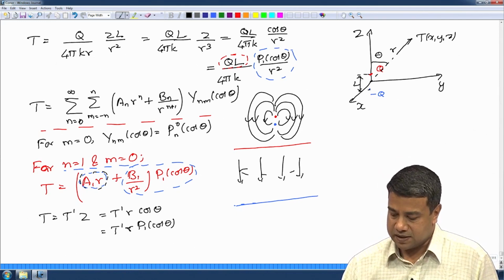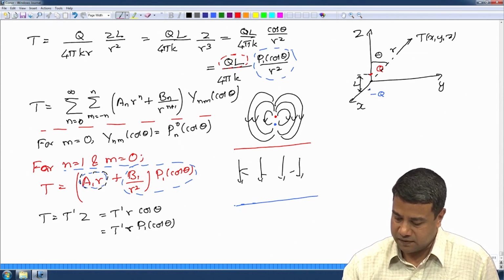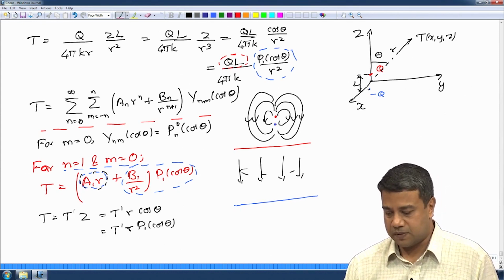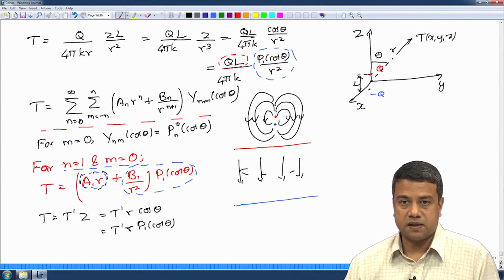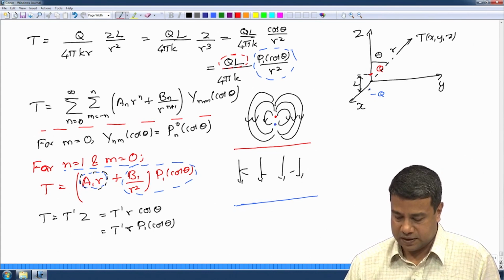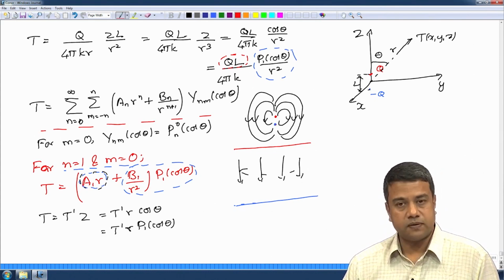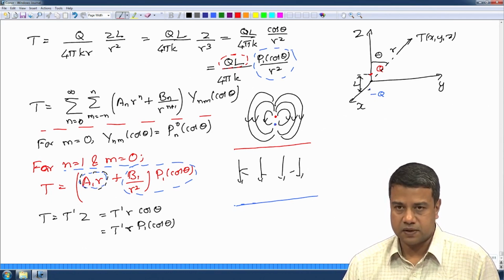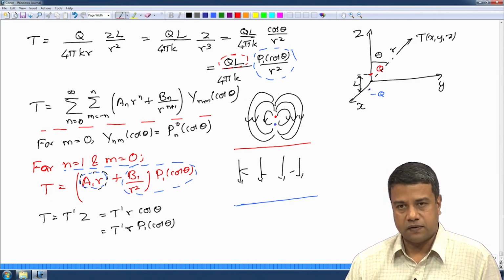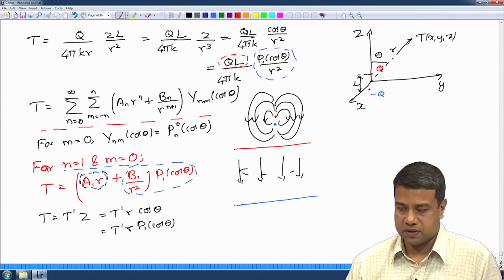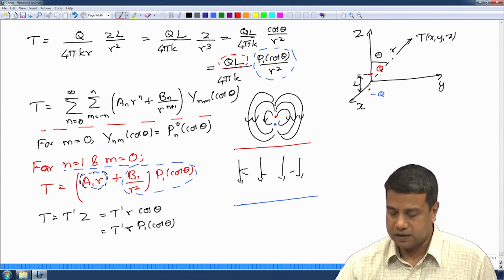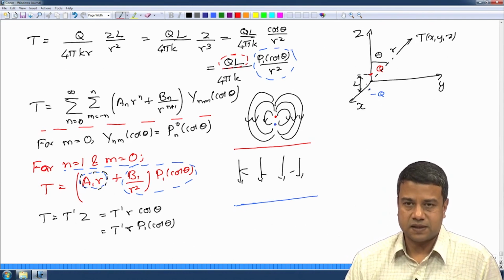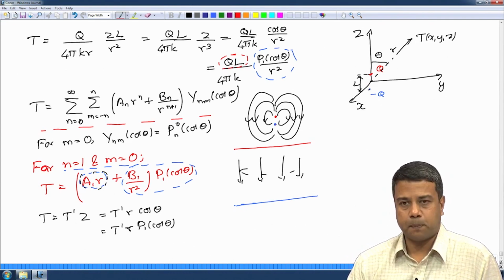So that is in a sense the inverse of this other problem, where I have a source and a sink which are separated by a small distance and you are looking far from them. Those are the physical interpretations of the growing and the decaying harmonics. So this is for n = 0, and for n = 1 and m = 0, a dipole solution with the dipole moment, that is this distance L, aligned along the z axis.